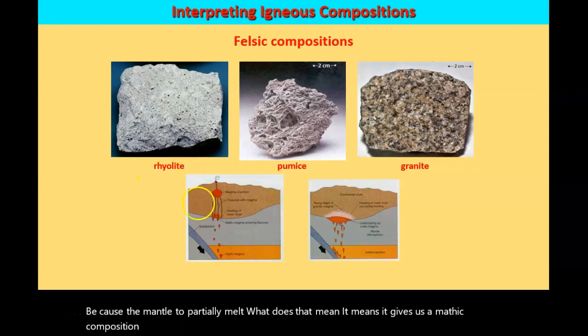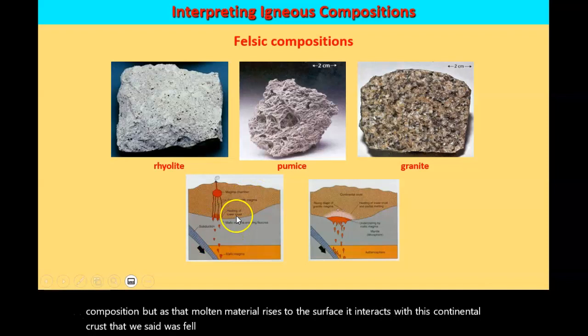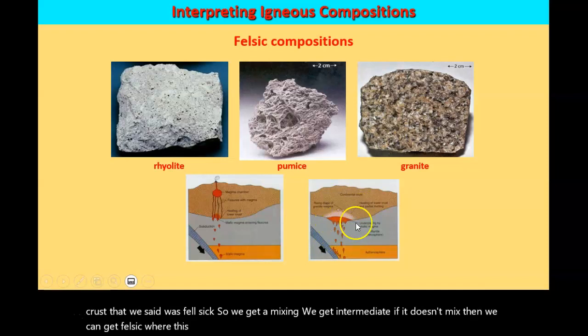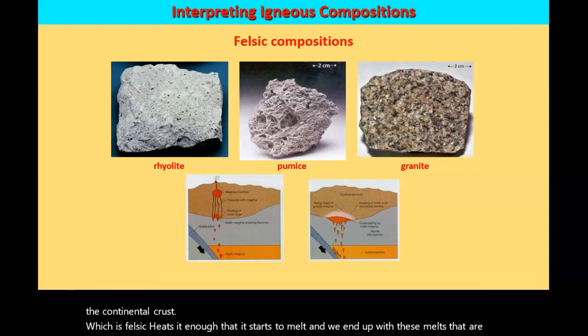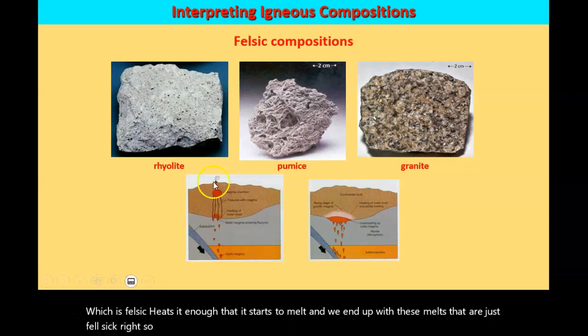But as that molten material rises to the surface, it interacts with this continental crust that we said was felsic. So we get a mixing, we get intermediate. If it doesn't mix, then we can get felsic, where this material just sits here and doesn't interact with this, but just heats the continental crust, which is felsic, heats it enough that it starts to melt, and we end up with these melts that are just felsic. Right, so subduction usually leads to an intermediate, but it can also give us some type of felsic material.